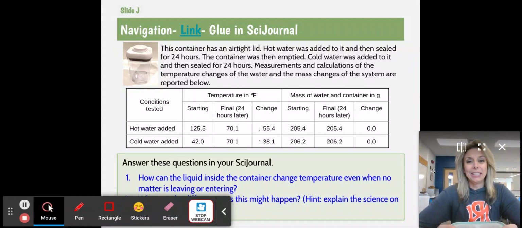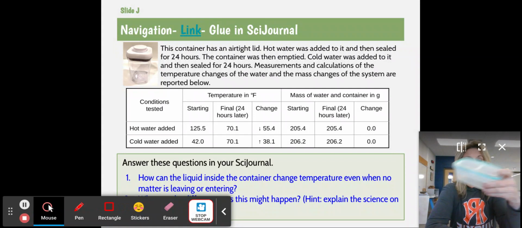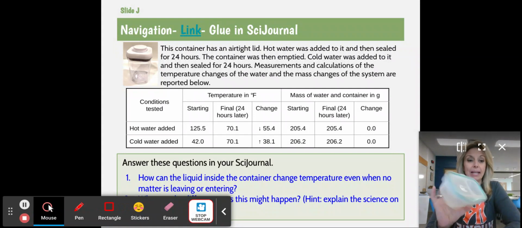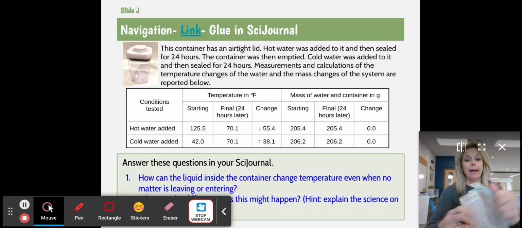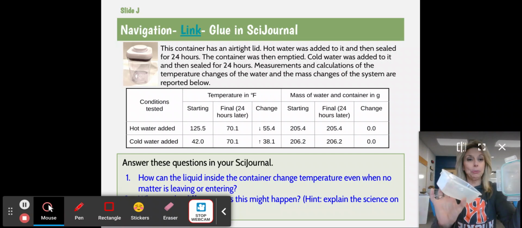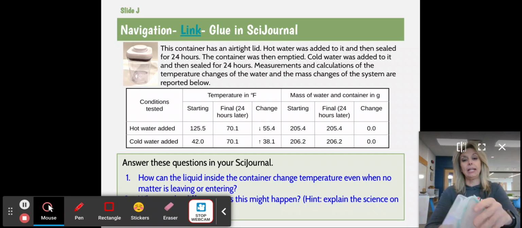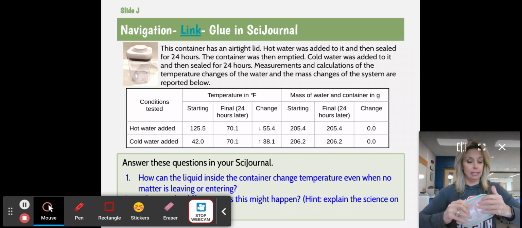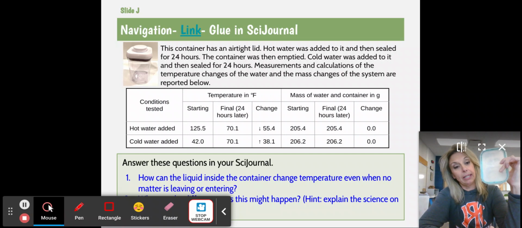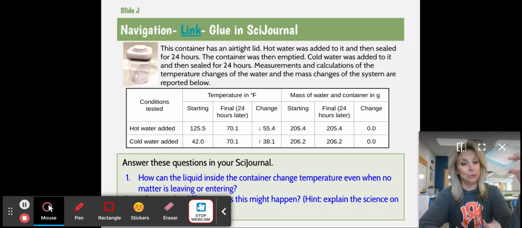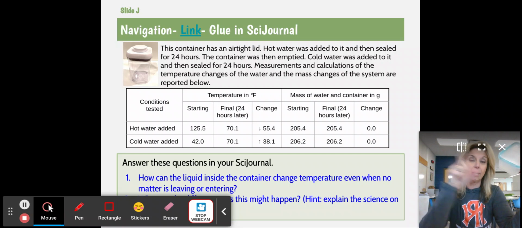Okay, we're going to take a look at this slide in this lesson. And I have an airtight container right here. It has a lid that creates an airtight seal. So take a look at that. And if we were to put liquid inside of this airtight container, like this, no water can get out of the system and nothing can be added to the system as well. So nothing can go in and nothing can come out.